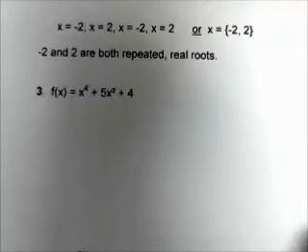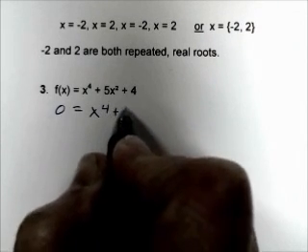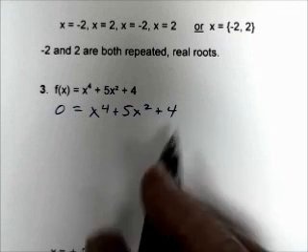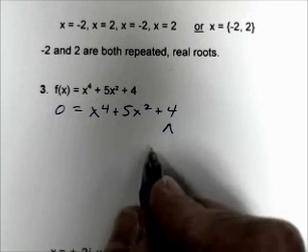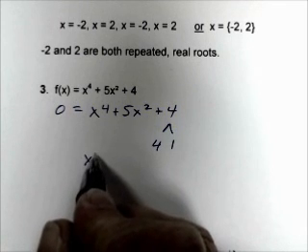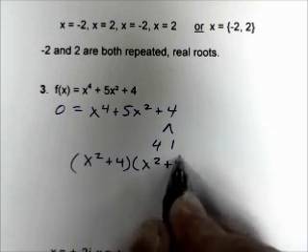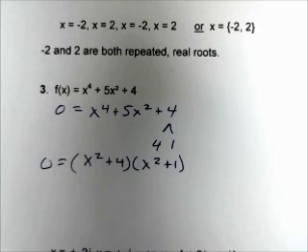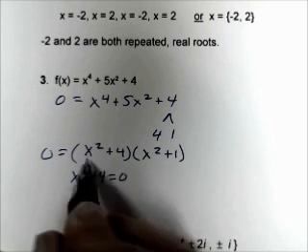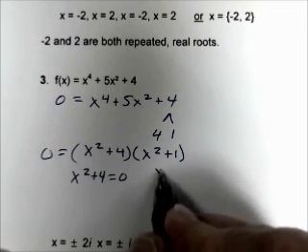Number three. 0 is equal to x to the fourth plus 5x squared plus 4. The trinomial, let's go to the constant. The factors of 4 that add to 5 are 4 and 1. So this factors into x squared plus 4 times x squared plus 1 equals 0. Set each factor equal to 0 because these cannot factor further. They're not difference of two squares. They are sums.